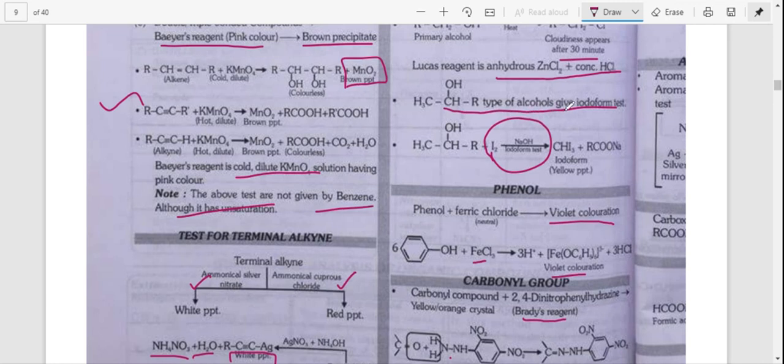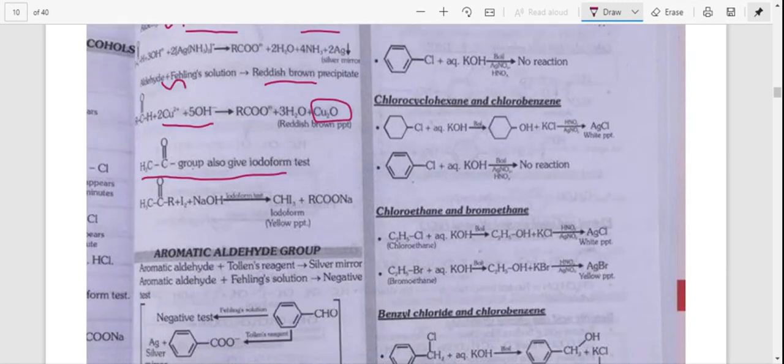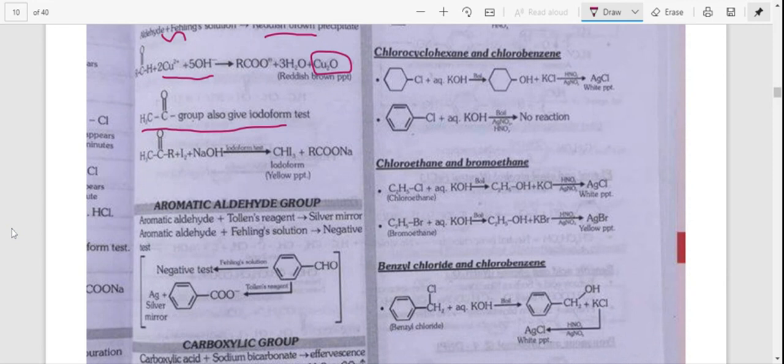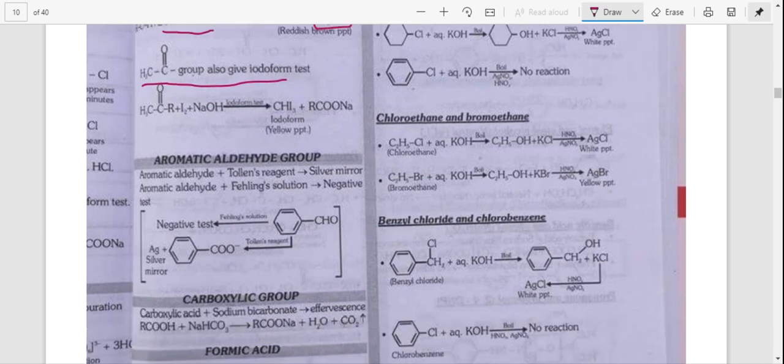Secondary alcohols give iodoform test, and methyl ketones, CH3CO, give iodoform test. I2 plus NaOH is the reagent we have to use, and when they react, we will get yellow precipitate of CHI3. Iodoform is a yellow precipitate. For bromine, it will be pale yellow. For iodine, it will be a nice yellow color. We can see the thick yellow. And another compound liberated is RCOONa.